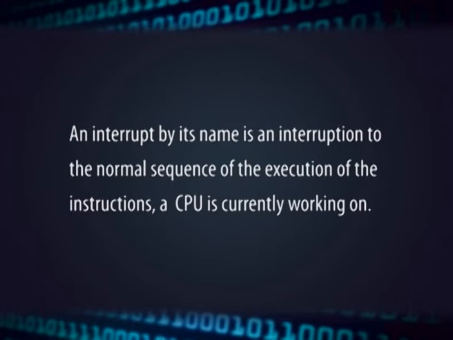An interrupt, by its name, is an interruption to the normal sequence of the execution of the instructions a CPU is currently working on. The interruption to the normal working indicates that the CPU needs immediate attention to something more important. An interrupt alerts the processor to a higher priority condition requiring the interruption of the current code the processor is executing. The interrupt to the CPU could be in the form of an external hardware signal.